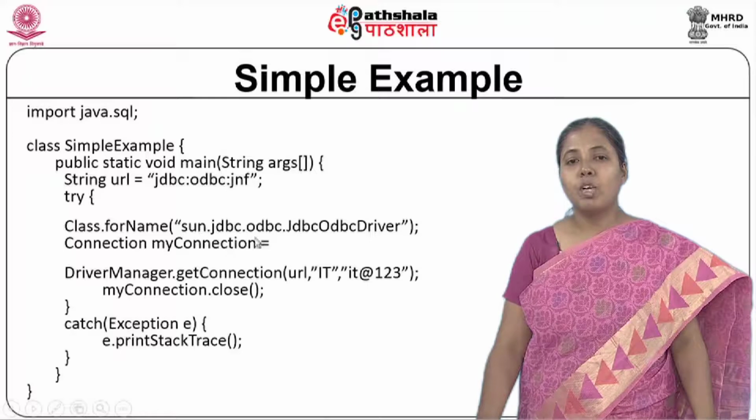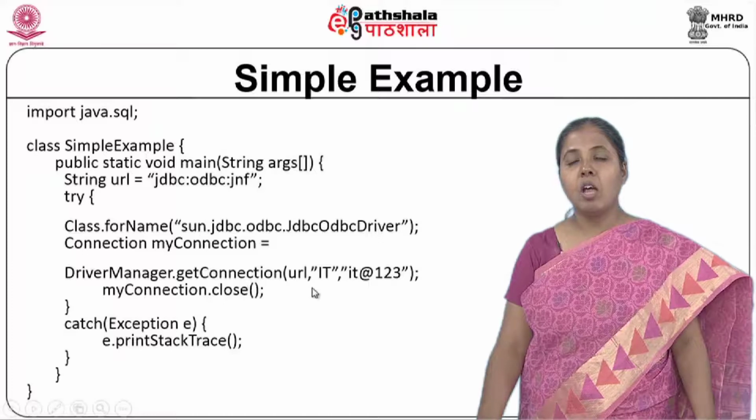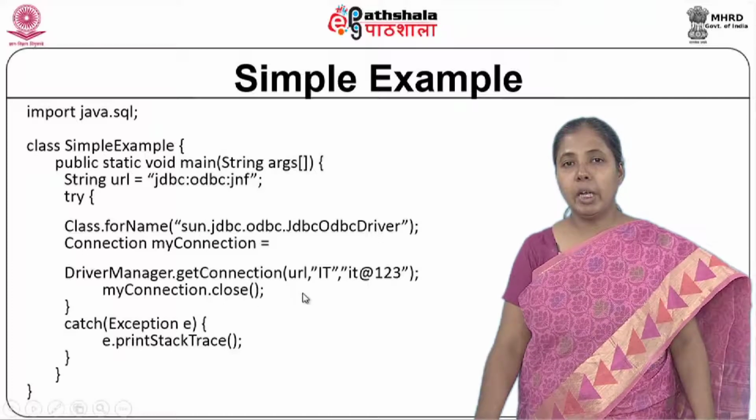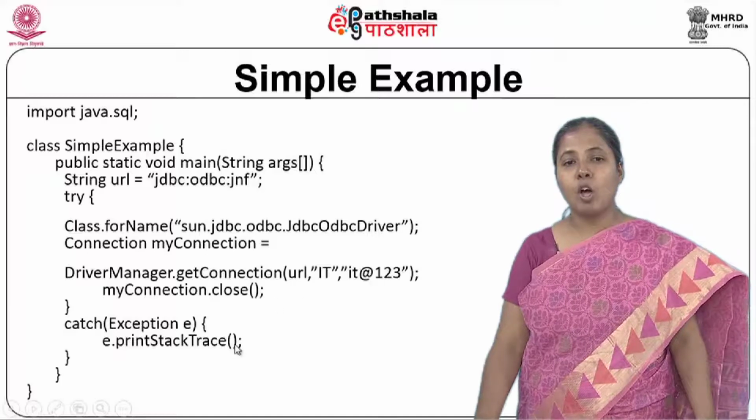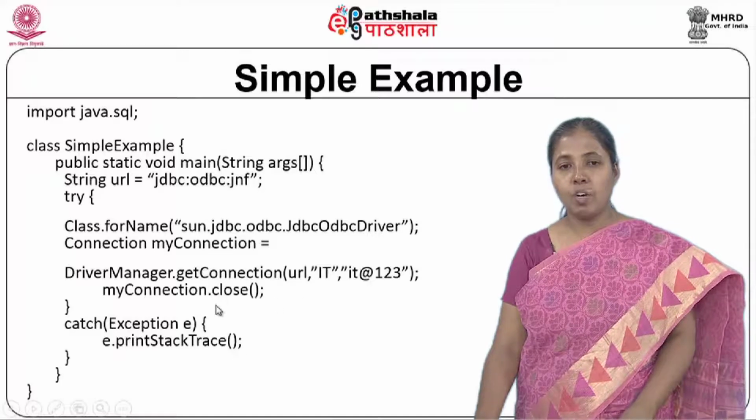So, it is sun.jdbc.odbc.JdbcOdbcDriver, and then now create a connection. To create a connection object, use the DriverManager.getConnection method, and this getConnection method can take either the JDBC URL or it can take the URL with the username and password. So, the username here is given as IT and the password is given as IT@123. So, you get connected to the database and then now you can start working on it.